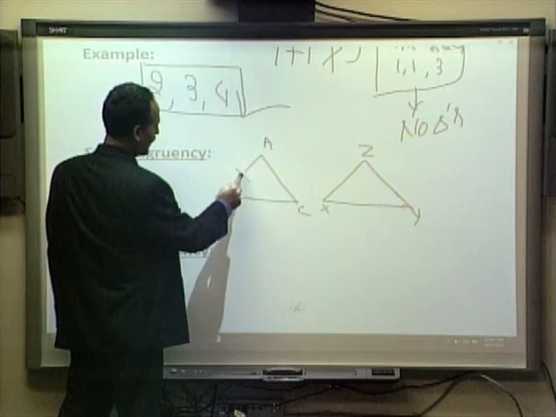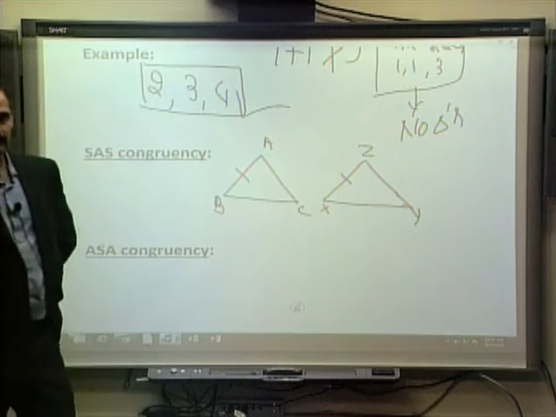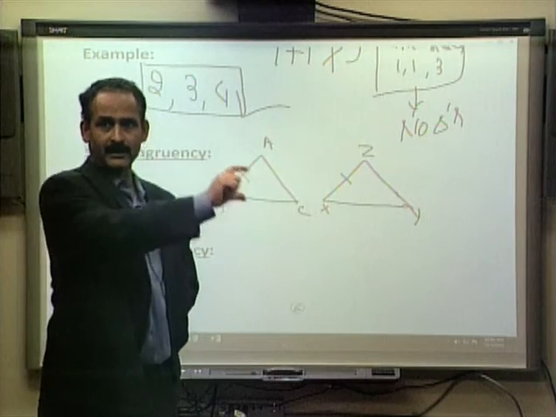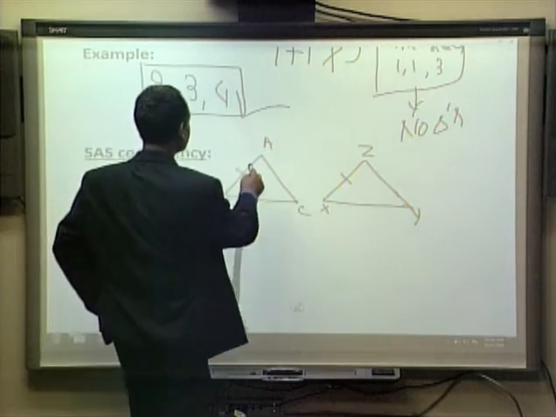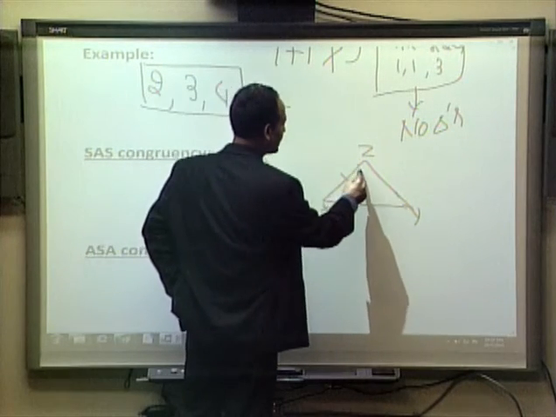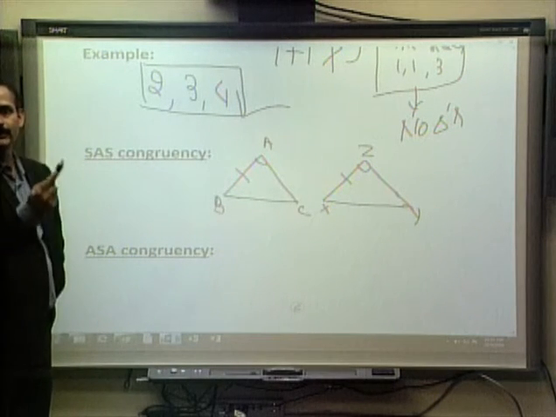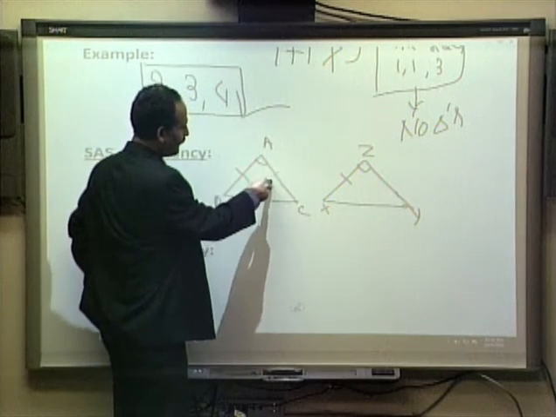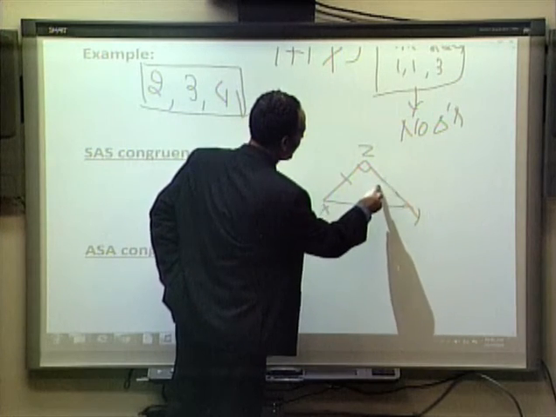Let us say this side AB of this triangle is congruent to this side XY of the second triangle. One side of one triangle is congruent to one side of another triangle. Let us say this angle of the first triangle is congruent to this angle of the second triangle. So I am saying A is congruent to X. And let us say this side AC of the first triangle is congruent to XZ of the second triangle.